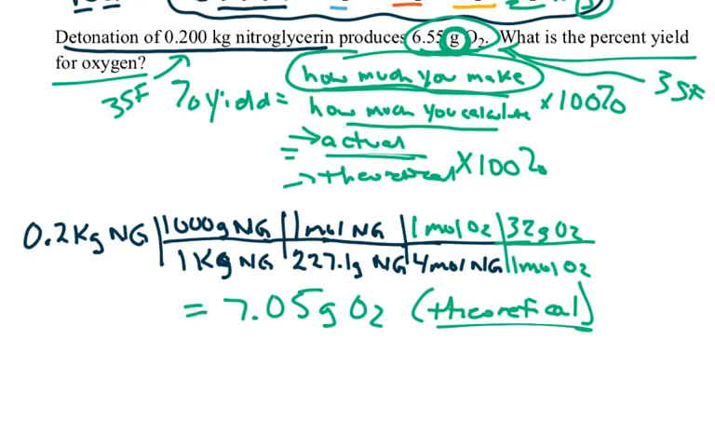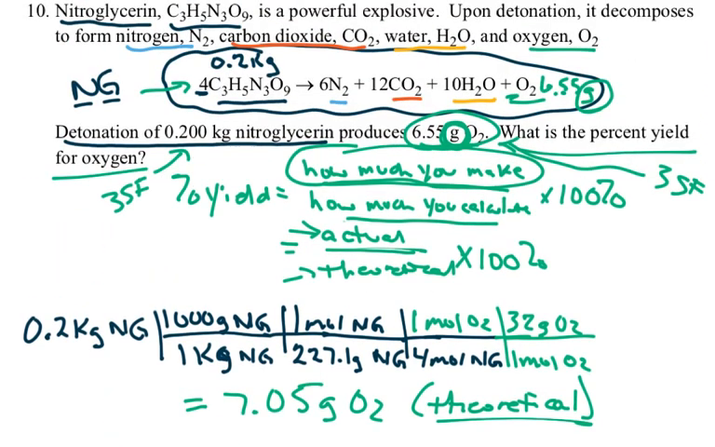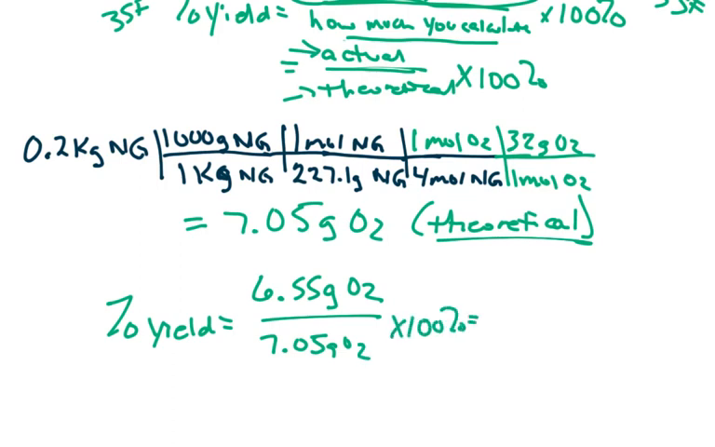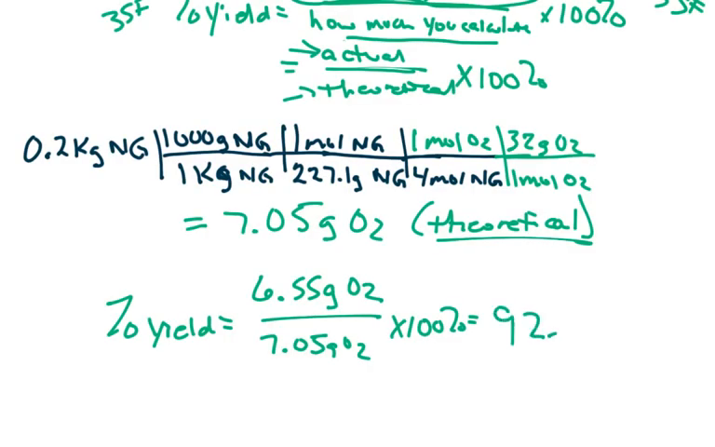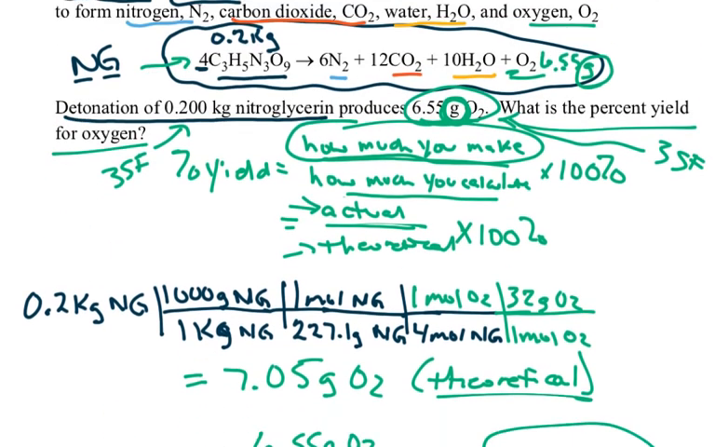Okay. So now our percent yield equals 6.55 grams of O2. That's how much we actually made, over 7.05 grams of O2 times 100% equals 92.9%. That's 3 sig figs. That's how much we make. So hopefully that makes sense to you.